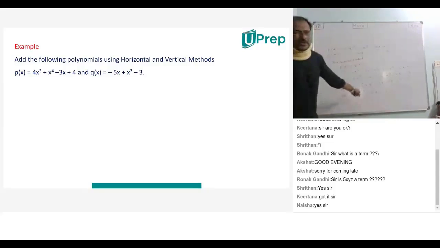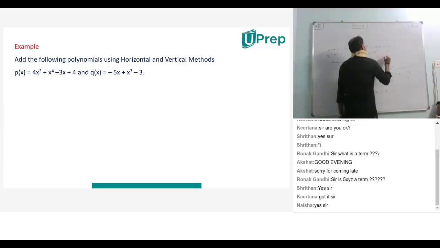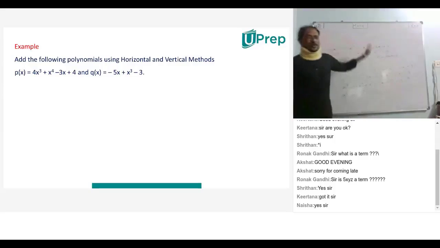This type of doing addition of polynomials is called the horizontal method or row method. Please copy it, my dear children.